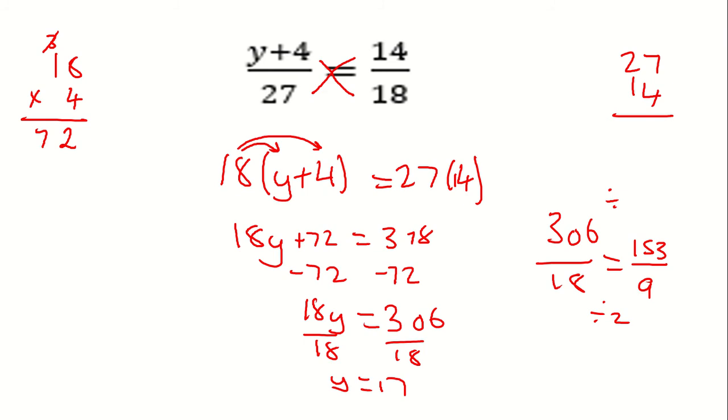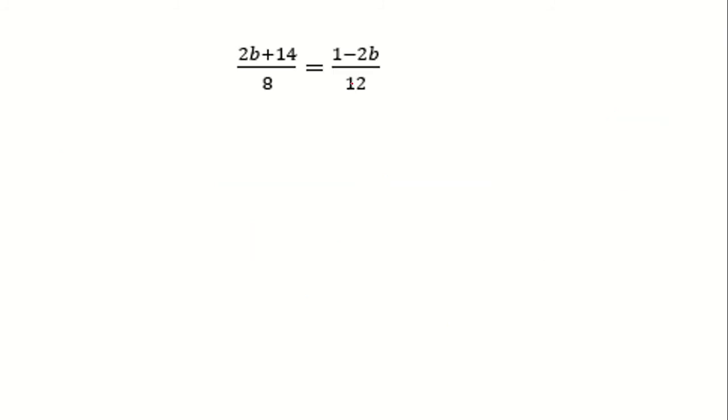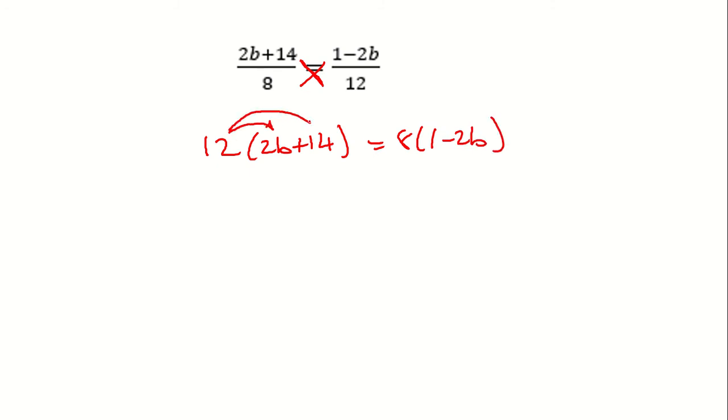So let's have a go at one more. This time, there are variables on both sides, but we're going to use exactly the same method. So 12, and that's telling me to multiply by 2b plus 14. And I'm going to multiply by that 8 and 1 minus 2b. So I'm going to expand the brackets on both sides.